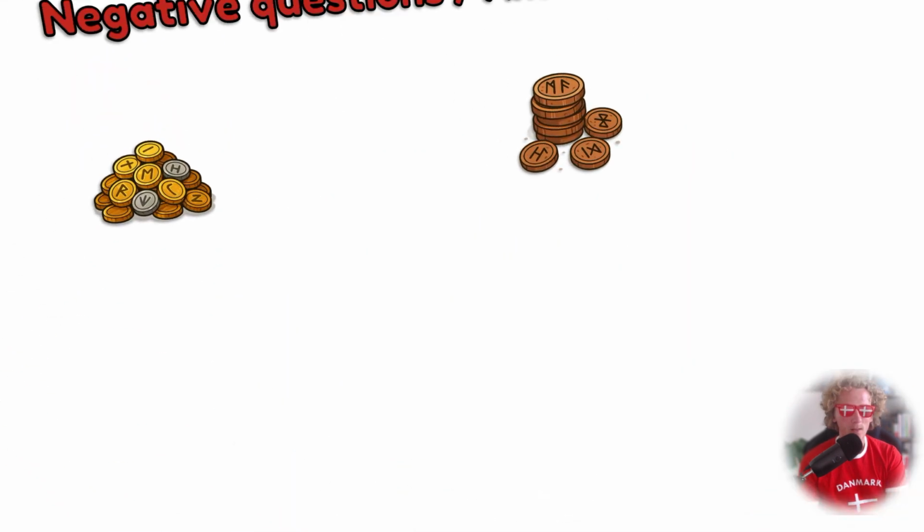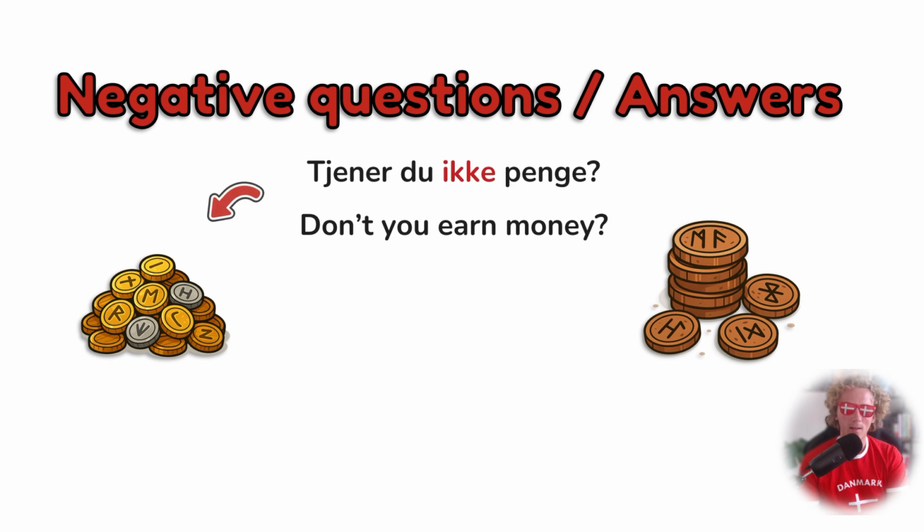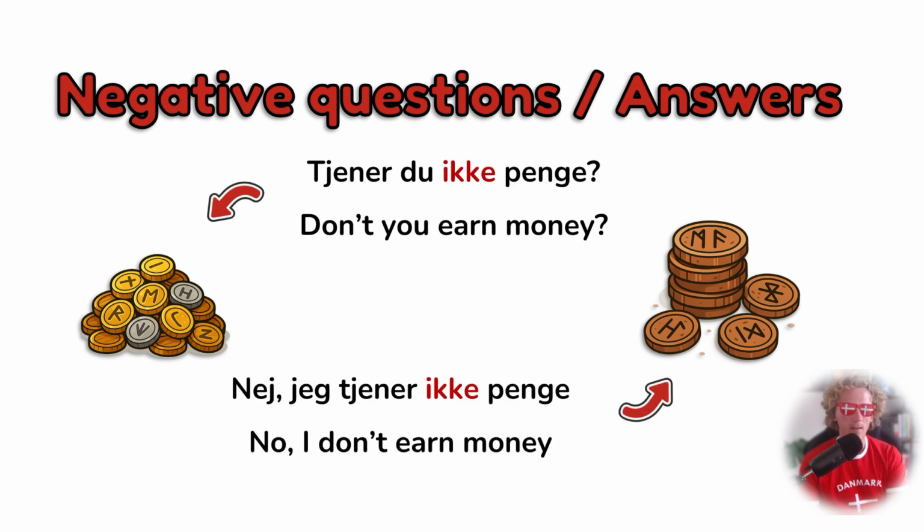Now, next up, we have how to ask negative questions and how to answer with a negative answer. Let's take a look. Tjener du ikke penge? Don't you earn money? Nej, jeg tjener ikke penge. We can ask the question in the sense that ikke comes after the subject. So tjener du ikke penge? You, subject. Ikke comes after that. And when we answer it, we put ikke after the verb. So nej, jeg tjener ikke penge.